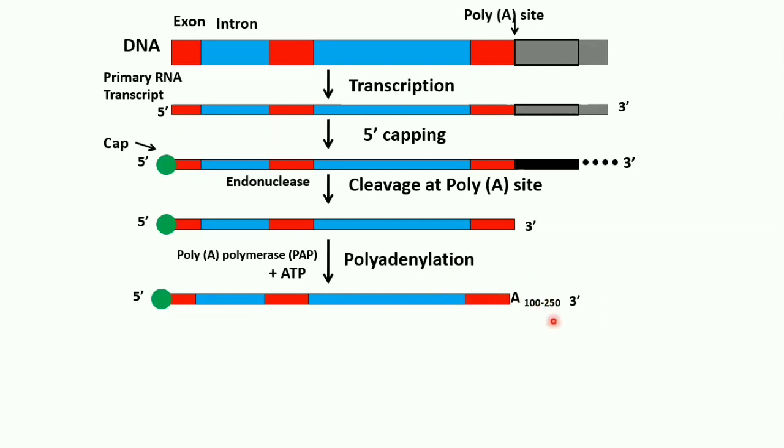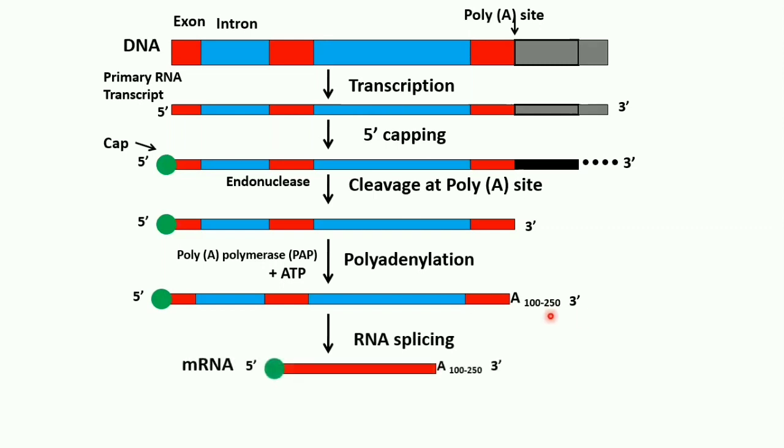So that's why this tail is known as poly A tail. And then further, RNA splicing. Splicing means these are the introns, the blue ones. They are the non-coded regions. They are removed. And the exons, they are the coded region. These blue ones are removed and the exons are spliced. That means they are joined together to form the mature mRNA.